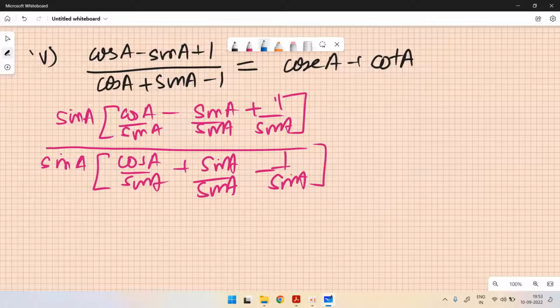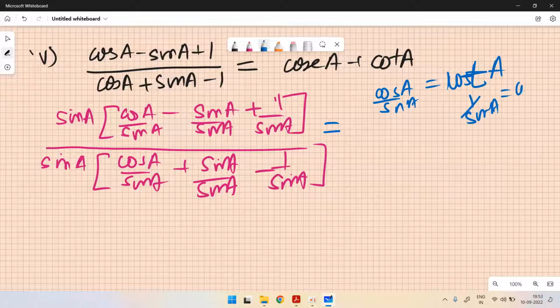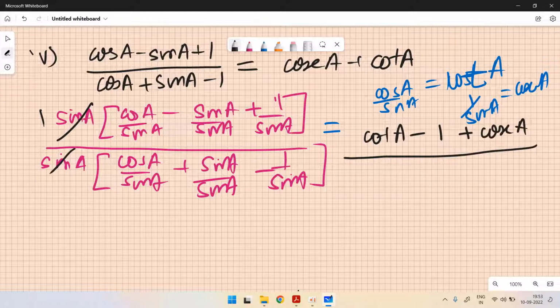So if you open this, you already know that cos A by sine A is cot of A, and 1 by sine A is cosecant A. So the expression will become: sine A by sine A is 1, cos A by sine A is cot A, and so this is cot A minus 1 plus cosecant A, upon cot A plus 1 minus cosecant A.